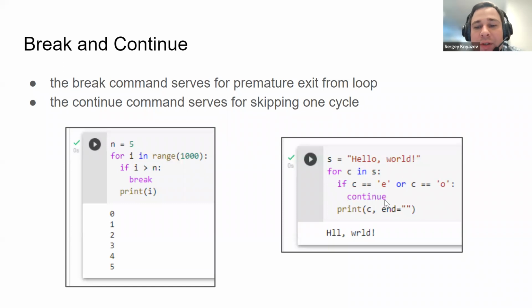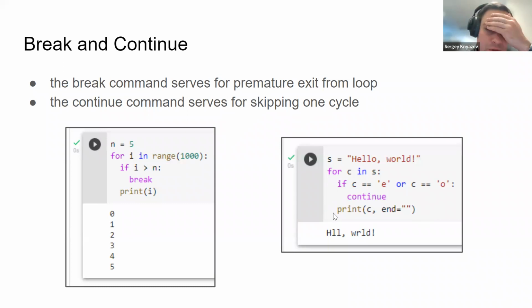Another word is continue. What is continue doing? It can just stop the certain, skip some iterations in the cycle. For example, here's the string hello world, and we check if C is equal to E or O, and if it's the case, we just skip this iteration and continue.